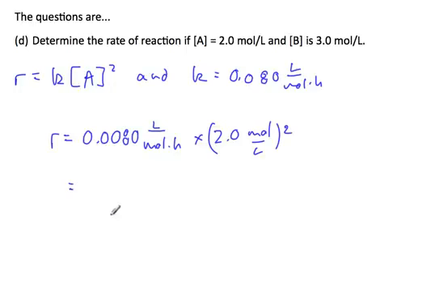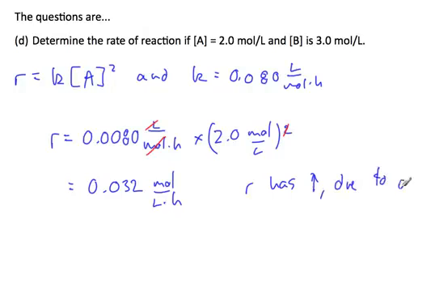And so what we get there is 0.032 moles per liter hour. Again, if you look at the unit analysis here, moles squared per liter squared. Well, moles divides out here, we're left with 1. Liters divides out there, we're left with 1 on the bottom. So we have 1 and 1, so moles per liter hour. All right, and that should make sense to you because the rate has increased, not surprisingly due to an increase in the concentration of A.